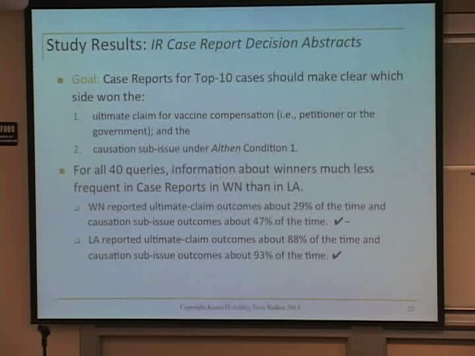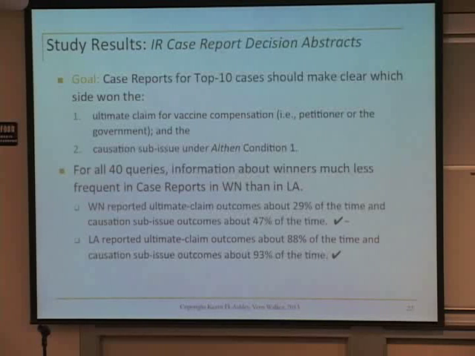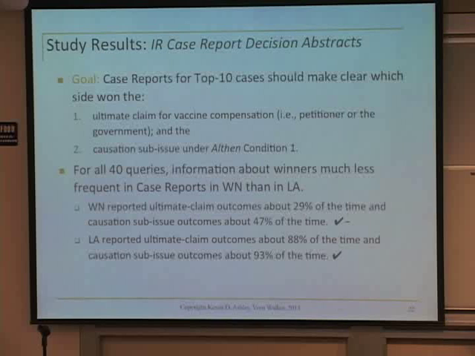And finally, we looked at the case report decision abstracts. This is what the case report is, an abstract, and you would expect that the case reports for the top 10 cases should make clear which side won the ultimate claim for vaccine compensation, whether it was the petitioner or the government, and which side won the causation sub-issue under the Table condition. After all, lawyers who are retrieving these cases want to be directed quickly to that kind of information. Who won overall? Who won the sub-issue?